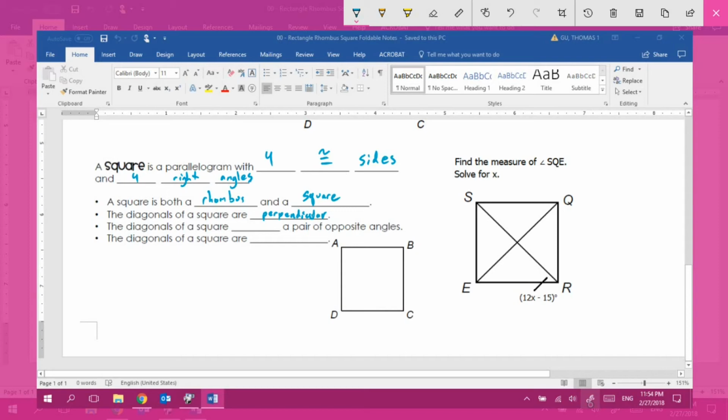The diagonals of a square bisect a pair of opposite angles, just like the rhombus. And the diagonals of a square are congruent. So that is different, congruent. Because remember, a rhombus is just like a diamond, so it could be like this. And you can see my diagonals, they're not equal length here. But in a square, they're always going to be equal.